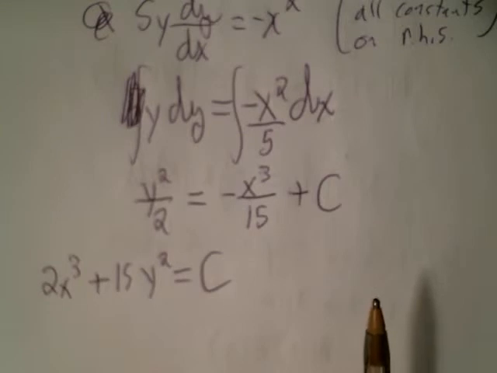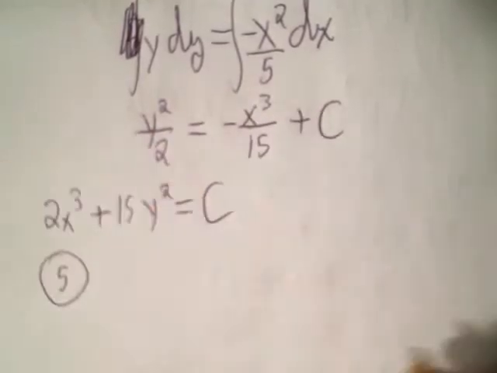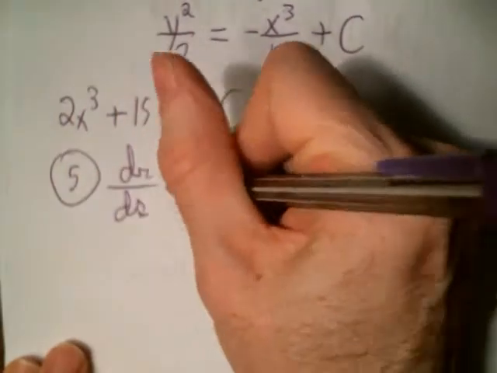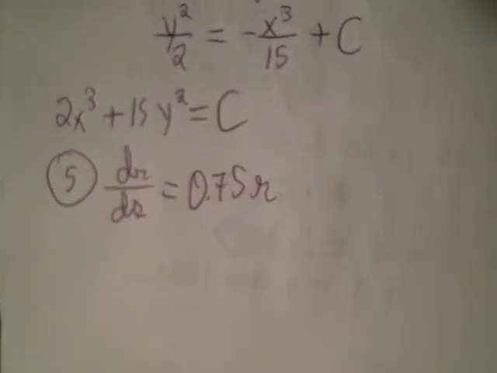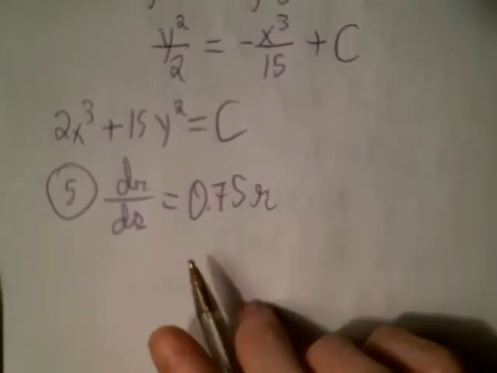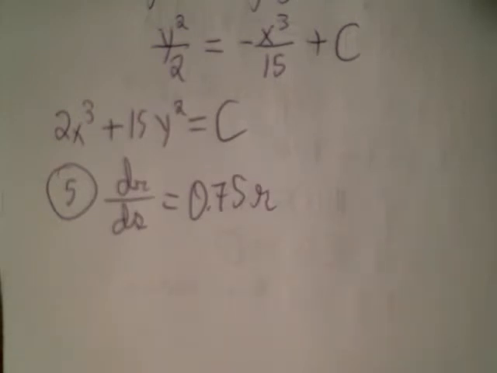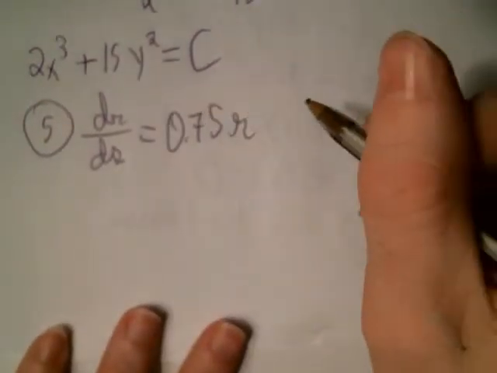So explicit solutions are great, but it's not in general something that's all that easy to get at. Okay, let's keep going. Number 5. dr with respect to ds is equal to 0.75 r. So this is basically an exponential growth, right? The rate of change of the population is proportional to the population at some given time. So this is a rate of change, and we should be able to handle this.